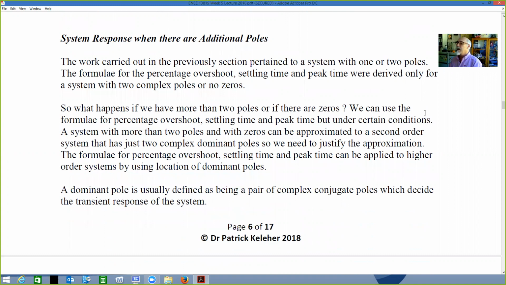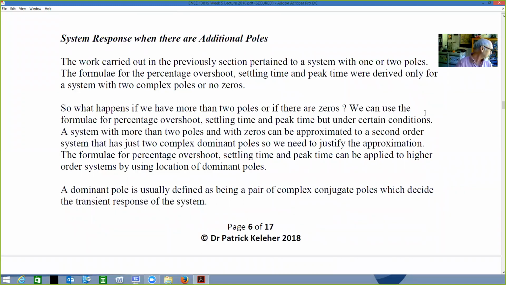So, second order. The formulas for the percentage overshoot, the settling time, and the peak time were derived only for a system with 2 complex poles and no zeros. So what happens if we have more than 2 poles, or if there are zeros in actual fact? We can use the formulas for percentage overshoot, settling time, and peak time, but under certain conditions.